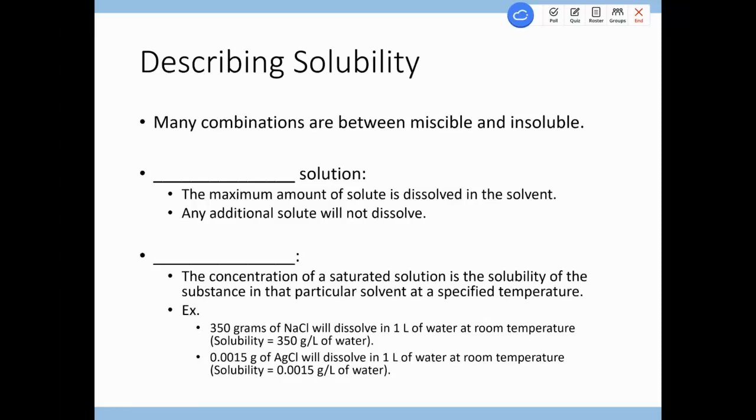So we can have miscible substances that will mix with each other at any concentration. We can have insoluble substances that will never dissolve in each other. And then we can have substances somewhere in between, where a certain amount of the solute will dissolve, but once you reach that point, no more of that solute can dissolve in that solution. So a saturated solution is used to describe a solution where the maximum amount of solute has been dissolved in the solvent. So if you add any more of the solute, it won't dissolve.